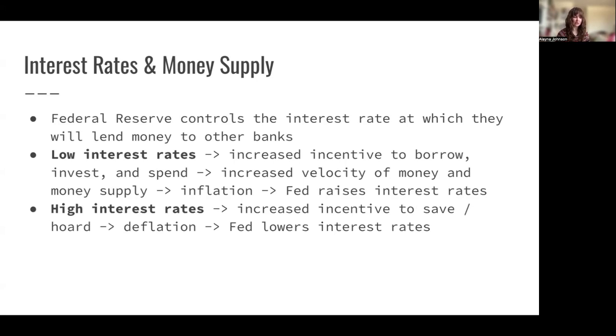So when inflation gets too high, the Federal Reserve is going to raise interest rates to decrease the money supply and slow inflation. And this is what we've seen in recent months with the inflation spike. Interest rates were raised extremely high. And as a result, inflation has now lowered to a more normal level, and interest rates have been lowered back down accordingly.